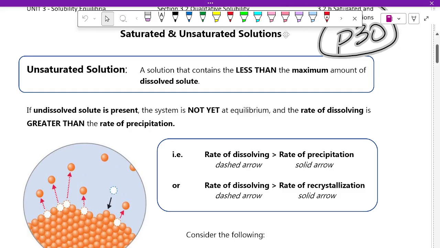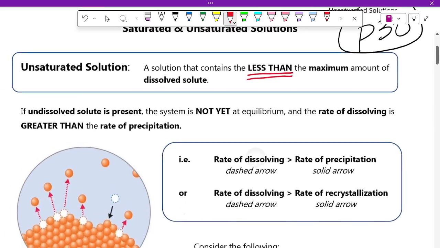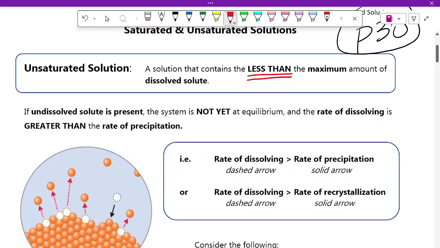Unsaturated solution. We've actually talked about a lot of these concepts before, but I just wanted to formalize some stuff. An unsaturated solution is a solution that contains less than the maximum amount of dissolved solute.